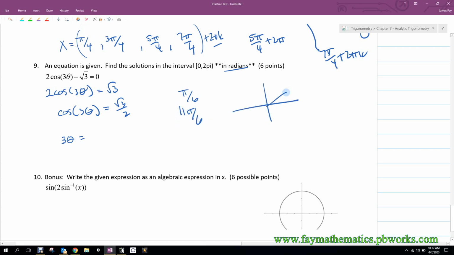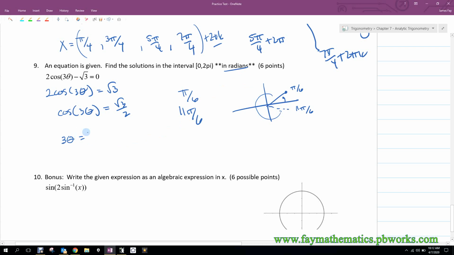Okay, so that's right there. That's when theta, so that would be the pi over 6. And then right there would be 11 pi over 6 if I go around all the way that direction. Okay, so those would be the two angles that give me the cosine to be radical 3 over 2.